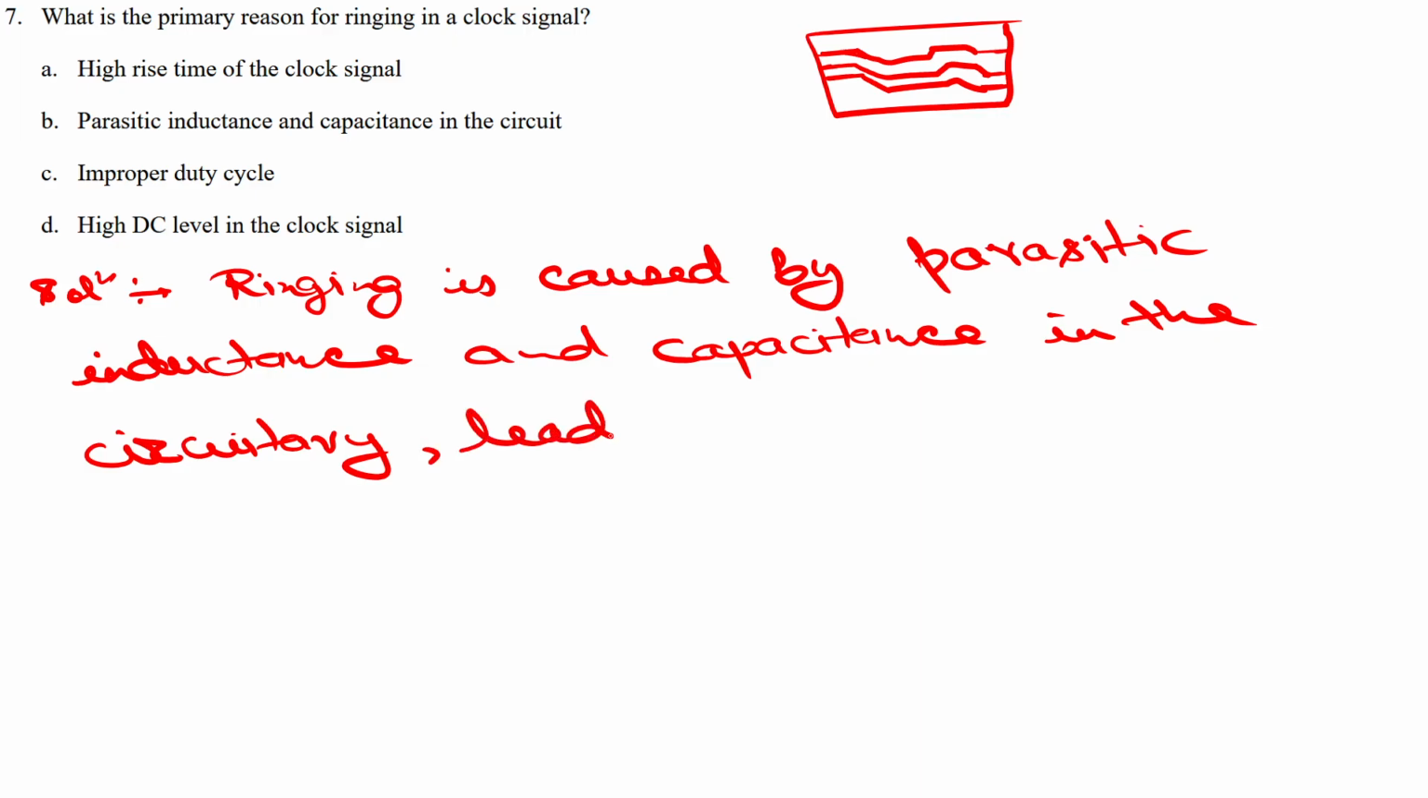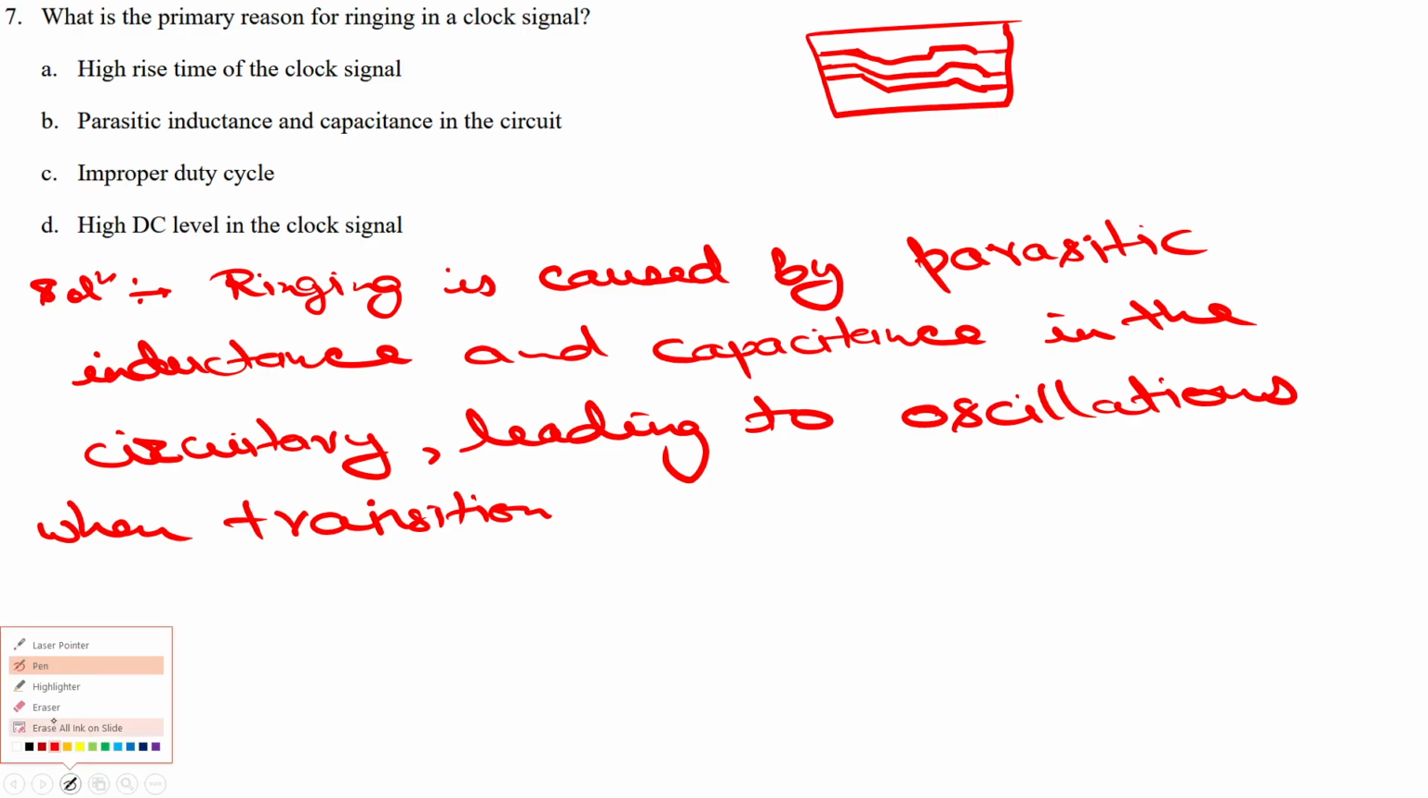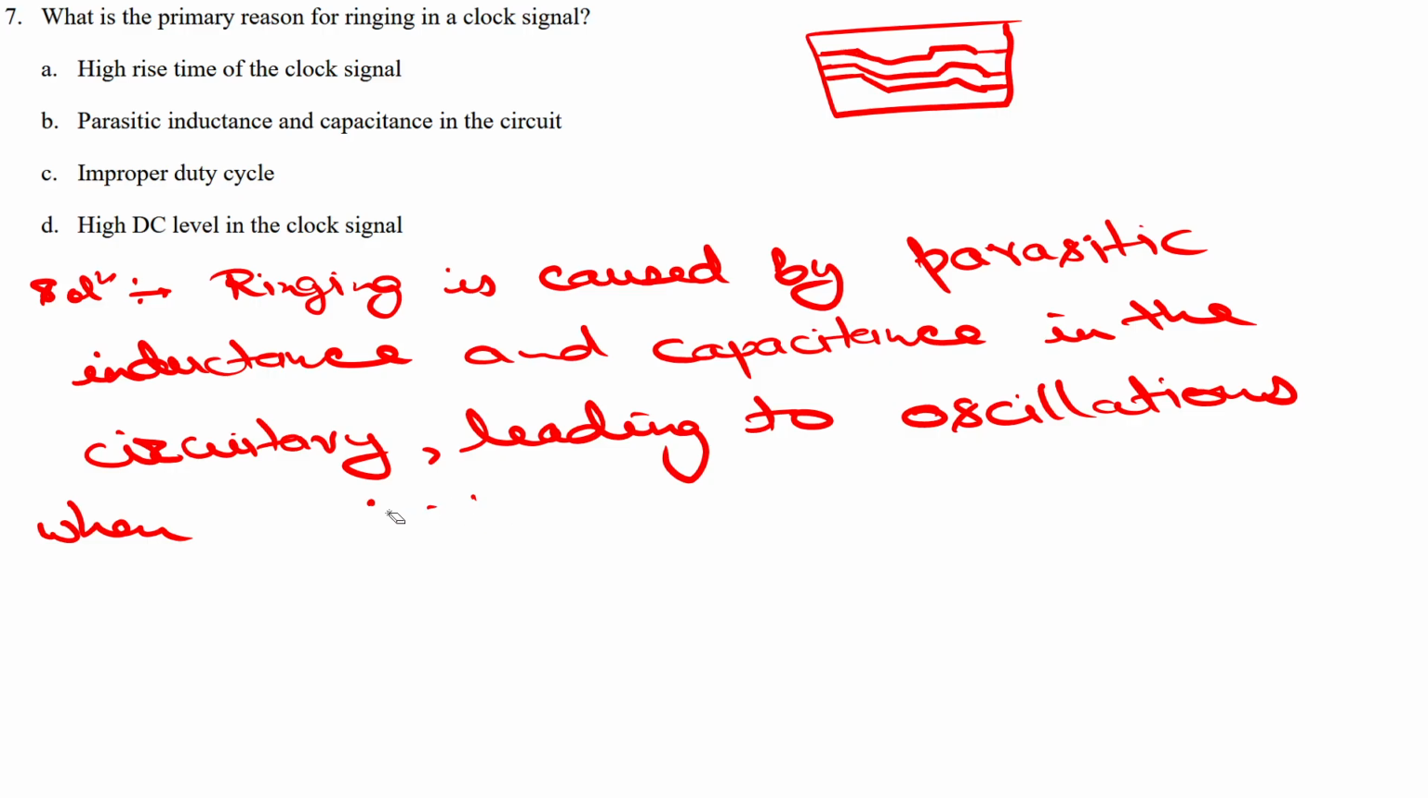Circuitry leading to oscillations. Oscillations when transitioning, because what is happening here is the voltage levels are changing. That's what a data signal or logic signal or clock is. The voltage level is changing when transitioning between logic levels.